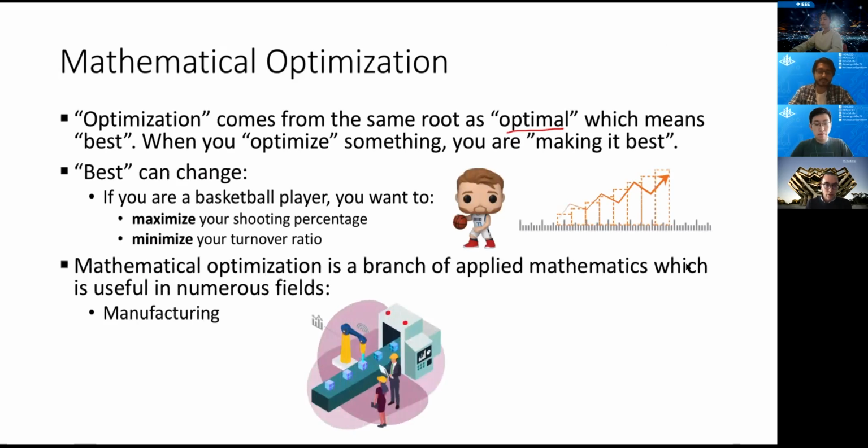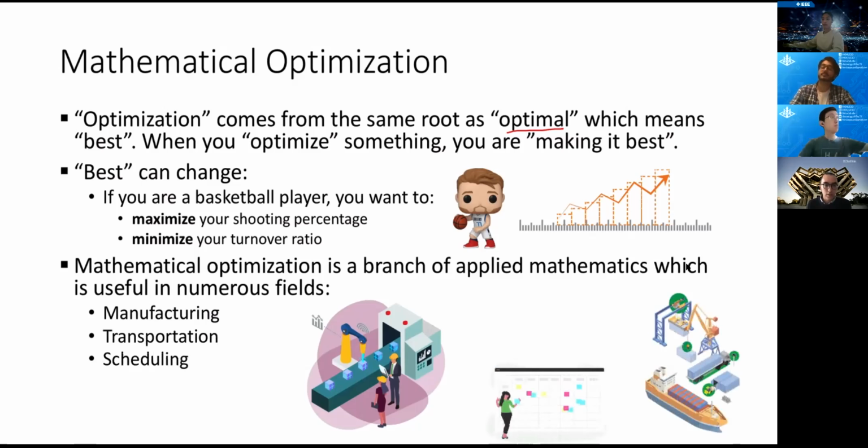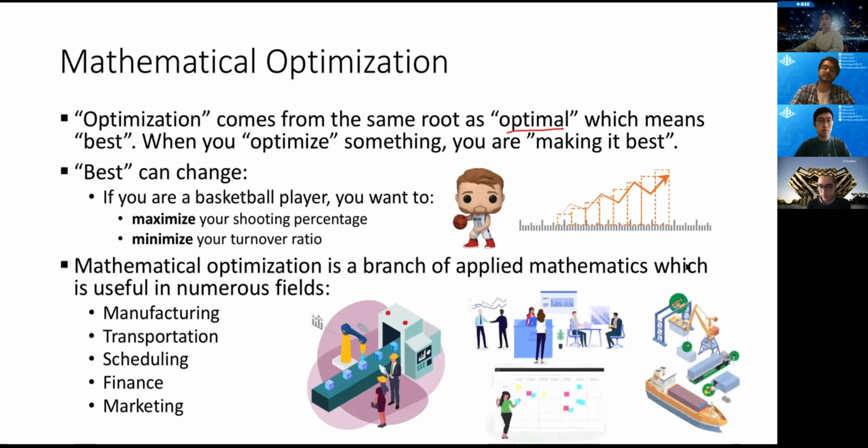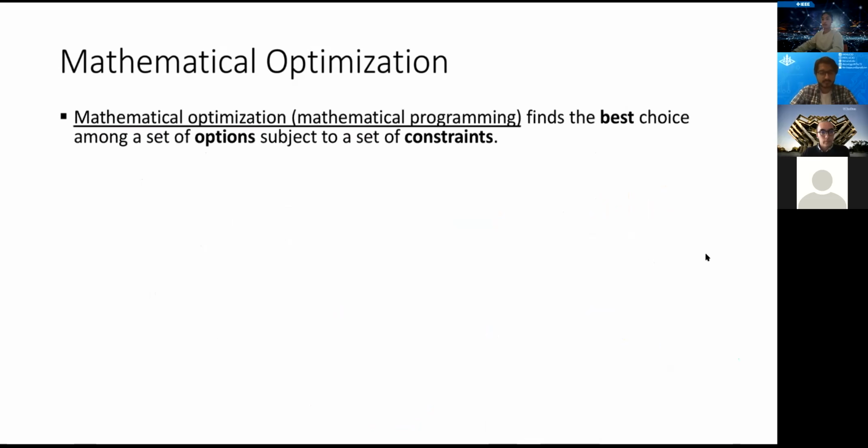So there are different fields where we can utilize mathematical optimization, which is a branch of applied mathematics. Manufacturing is the most common one. We have, for instance, transportation, scheduling, finance, and marketing. There are also many more fields that we can count. With mathematical optimization, you can come across the term mathematical programming. Programming here refers to planning activities. Mathematical optimization basically tries to find the best choice among a set of options, subject to a set of constraints or limitations.